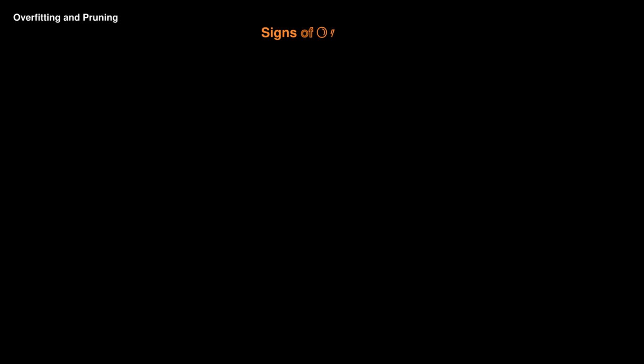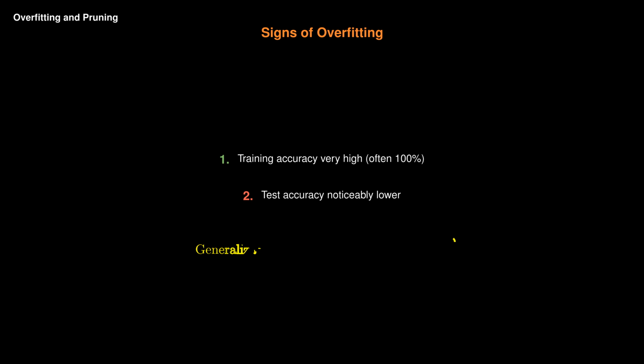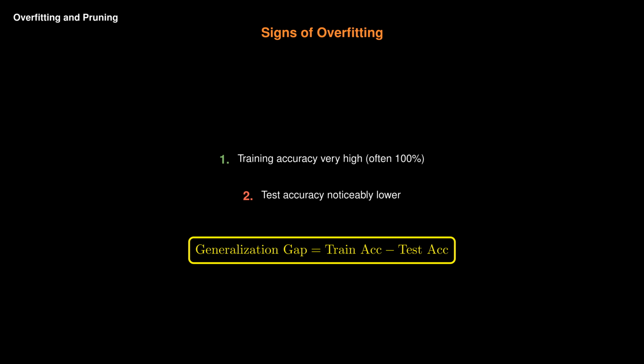How do you spot overfitting in practice? Two classic signs. First, training accuracy is very high, often near perfect. Second, test accuracy is noticeably lower. When you see a big gap between those two numbers, your model is overfitting. It has learned things about the training data that do not generalize.